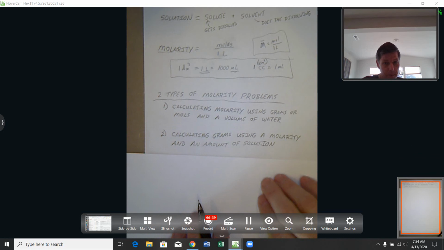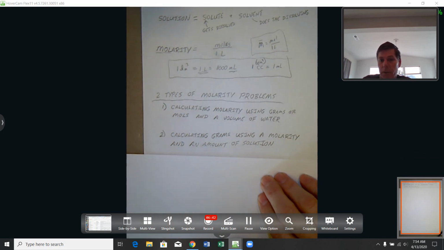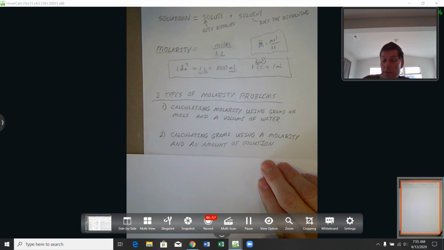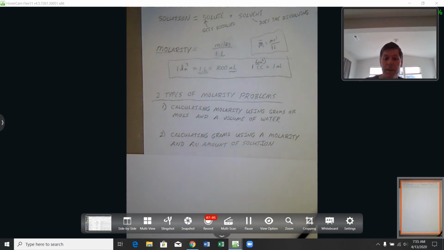The second type of problem is going to be calculating grams using the molarity, concentration, and the volume of the solution. So if I know I have so much of this and I know it's got this certain level of concentration, I'm going to be able to figure out how many moles or how many grams were in that. So if I needed to make more, I could. So that's what we're moving into. Just want to give you a heads up and more to follow.